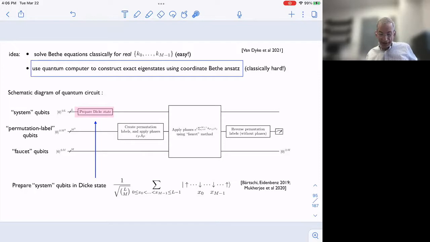quantum computer scientists were interested in these states already for other reasons. And they found deterministic algorithms for preparing them. And actually there's many papers, but these are just a sampling. So this was already known. But you'll already recognize that this is something that appears in the Bethe state.